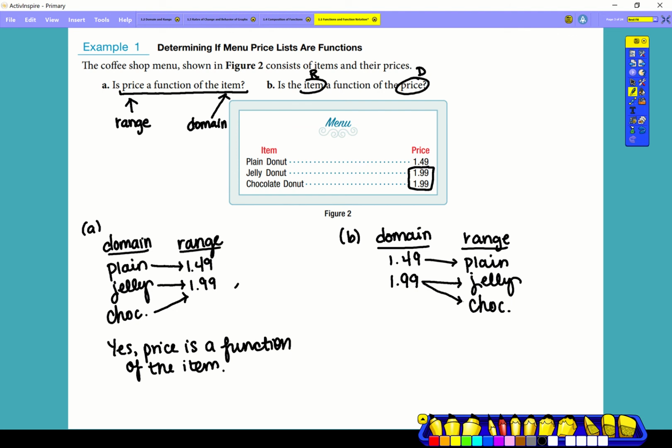So what's the problem here? The problem here is that we have an input value, a domain value, that goes to multiple range values. So this is a problem. So you could say no. The item is not a function of the price. So it would be the opposite of what we just did.